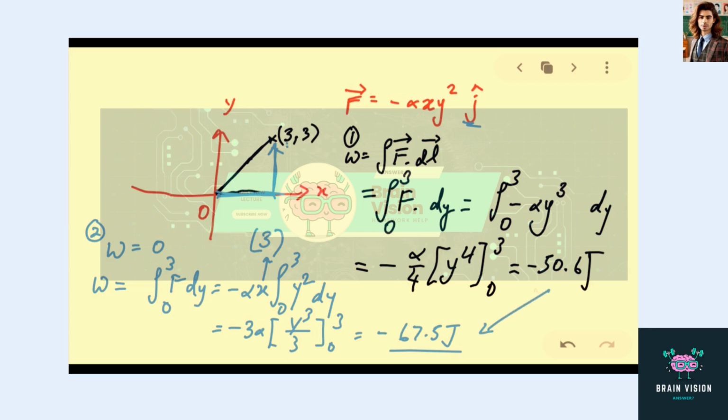So we see that these two values are very different, right? So even though their starting and ending points are the same, the total work done by the force is different. So it depends on the path that you take, and therefore our force is a non-conservative force.